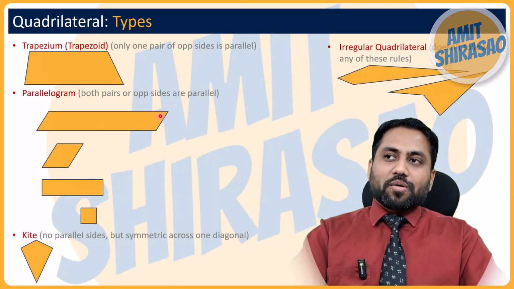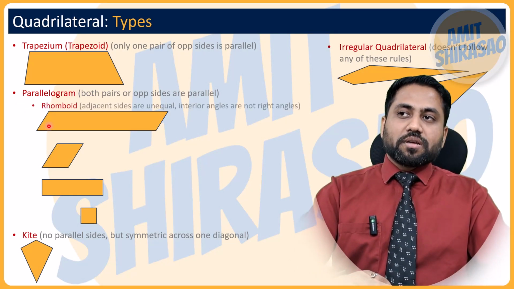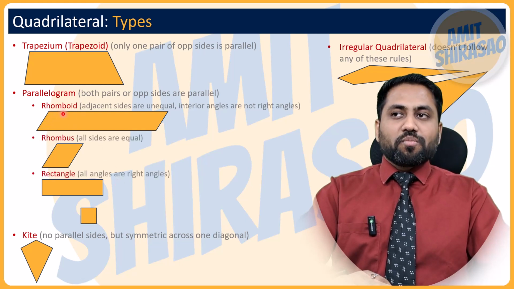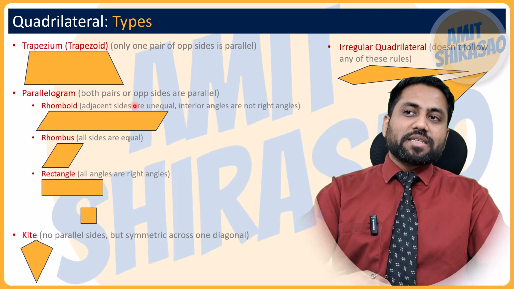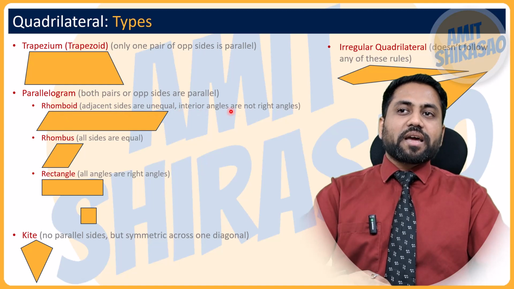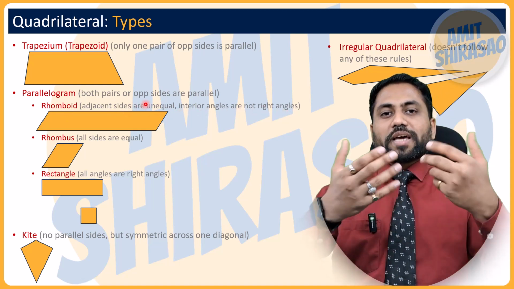Okay. Now let us come to the parallelogram. What are the types of parallelogram? There are three major types: rhomboid, rhombus, and rectangle. A rhomboid has adjacent sides that are unequal. Both these adjacent sides are not equal. Okay. And the interior angles are not right angles. So it talks about what it should not have.